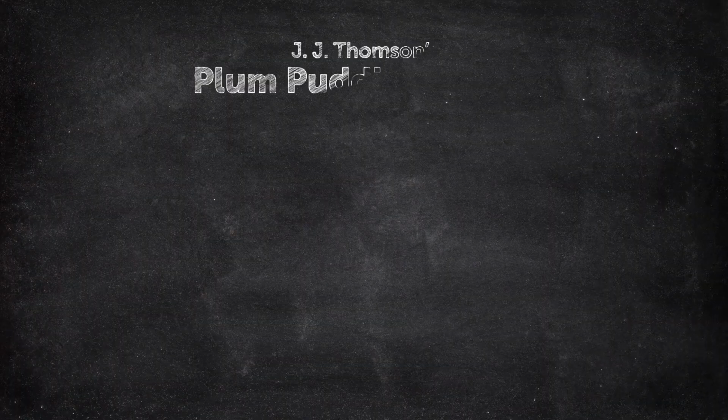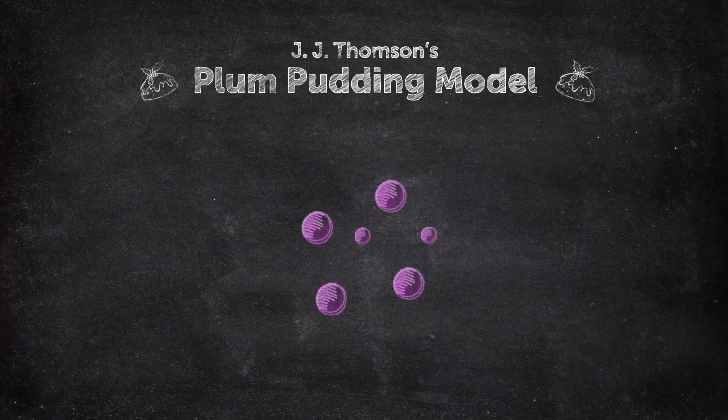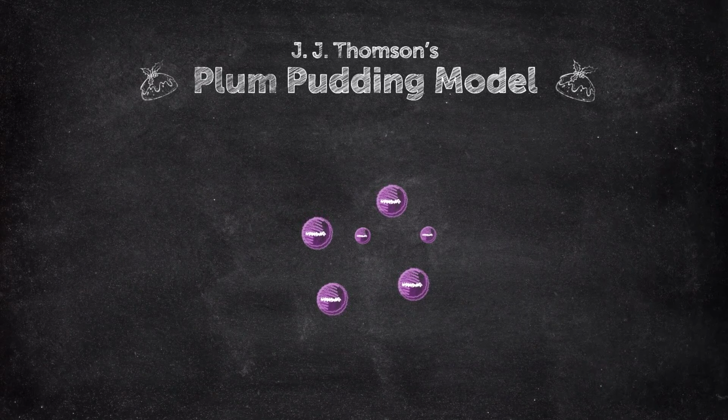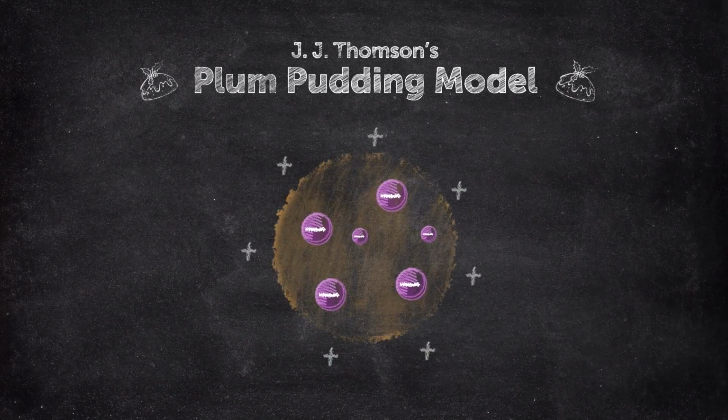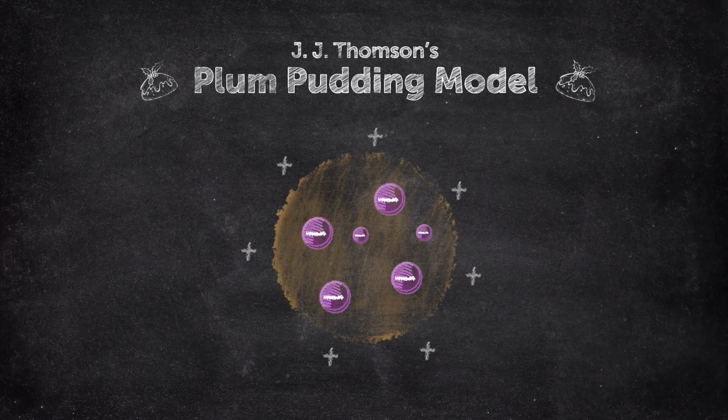Before Rutherford, J.J. Thomson had already discovered the electron, and so he proposed his famous plum pudding model of the atom, where the electrons are like a negatively charged plum that's in the center of this positively charged batter, which is the pudding that's holding everything in place.